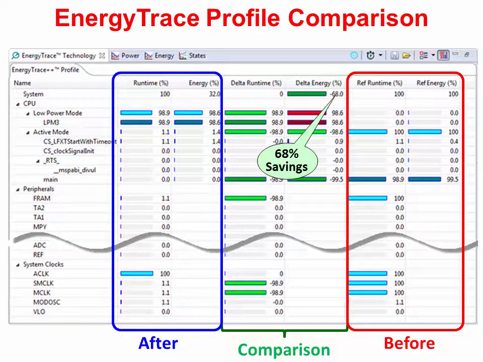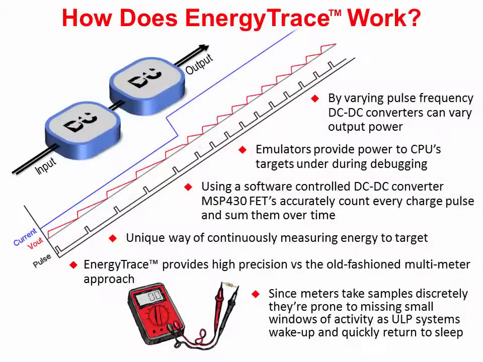Surprisingly, sometimes after we've tweaked our code thinking we'll lower the power, the tool shows us that it got worse. It's nearly impossible to get the most efficiency without good feedback, and that's just what this tool provides. Thankfully, in this case, it looks like our efforts paid off and we saved 68% of our energy compared to our previous run. How does Energy Trace measure energy so accurately?